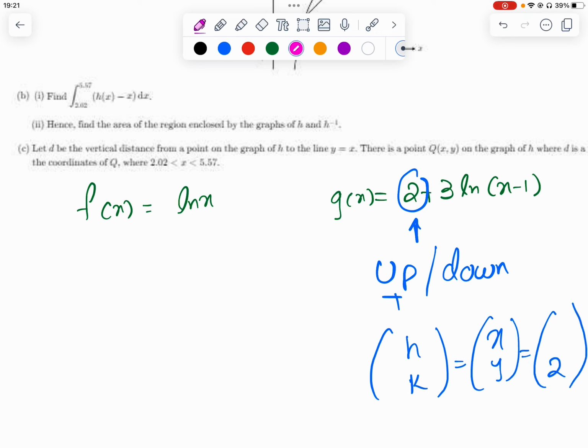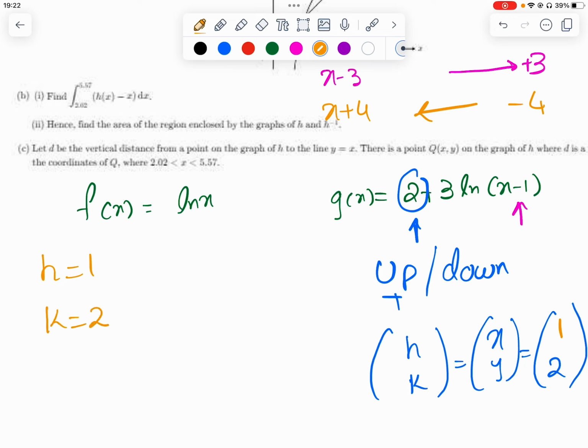Now the inside number indicates left side or right side. If it is X minus 3, it means it is moving right side, 3 units, plus 3. And if it is X plus 4, it means it is moving 4 units left side, means -4. Always the opposite symbol. So over here X minus 1 means it is moving 1 unit right side. So X is 1. So from there we get H equals 1, K equals 2.